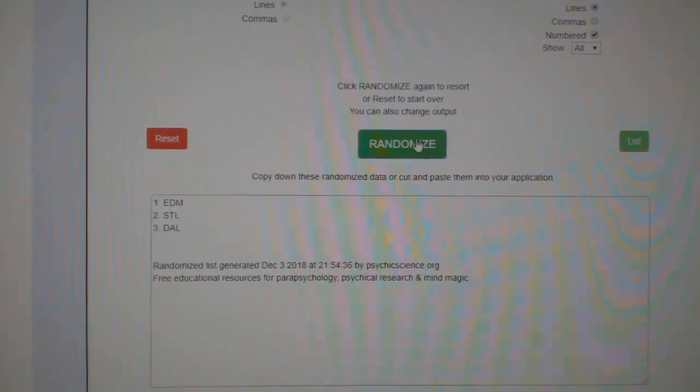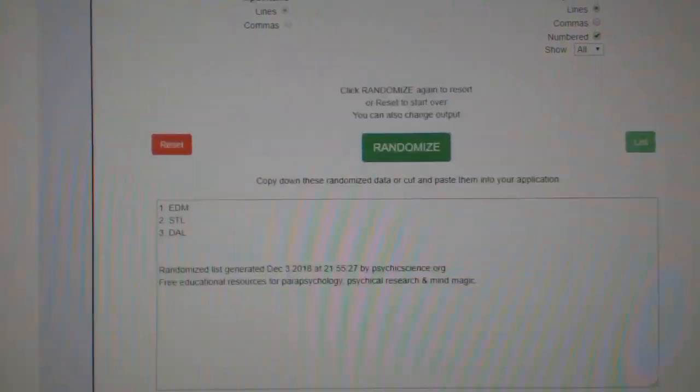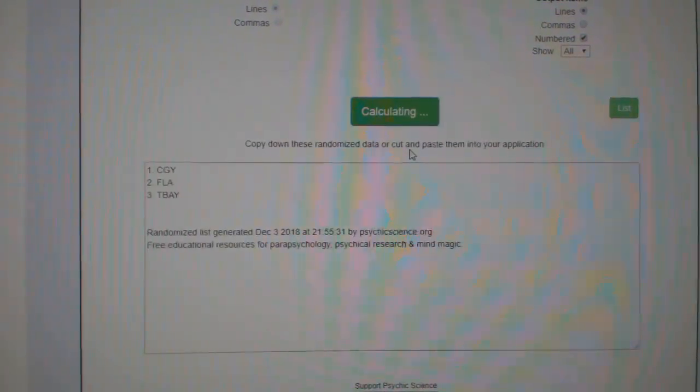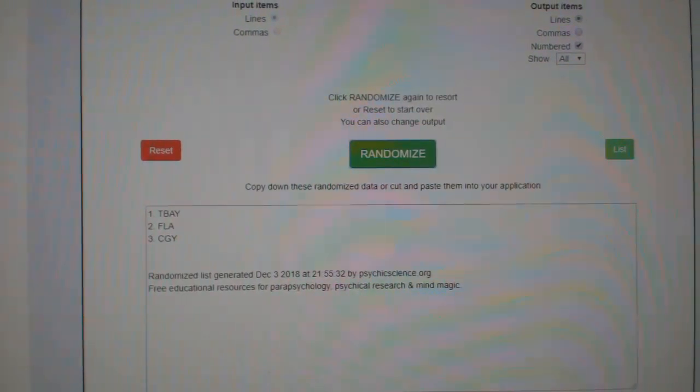Louis-Dallas triple from Flair Showcase. 1, 2, 3. Edmonton. The triple of Tampa-Calgary-Florida. 1, 2, 3. Tampa Bay.